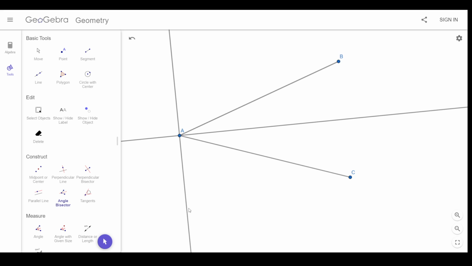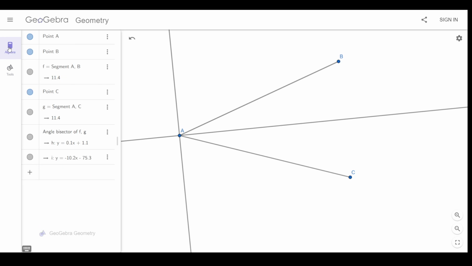Now it puts this perpendicular line. I'm not really sure why they put that perpendicular line, but I can actually get rid of it. I go to this button, which you can't really see because it's off the screen, and I click this thing. It makes it gray over here. I got rid of it, and there we go.